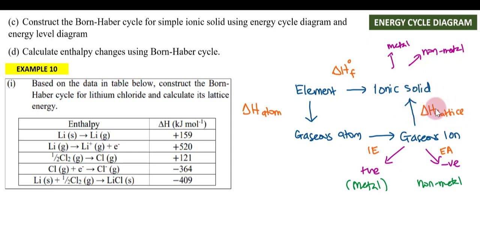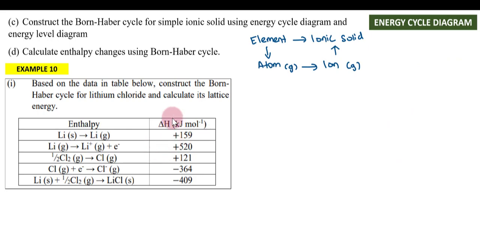The magnitude of the lattice energy here, the process is always exothermic. It is different from the dissolution process. For the dissolution process, the lattice energy that we use is for an endothermic process. But here in the Born-Haber cycle, the lattice energy that we get is always a negative sign, because we are forming the ionic solid from its gaseous ions.